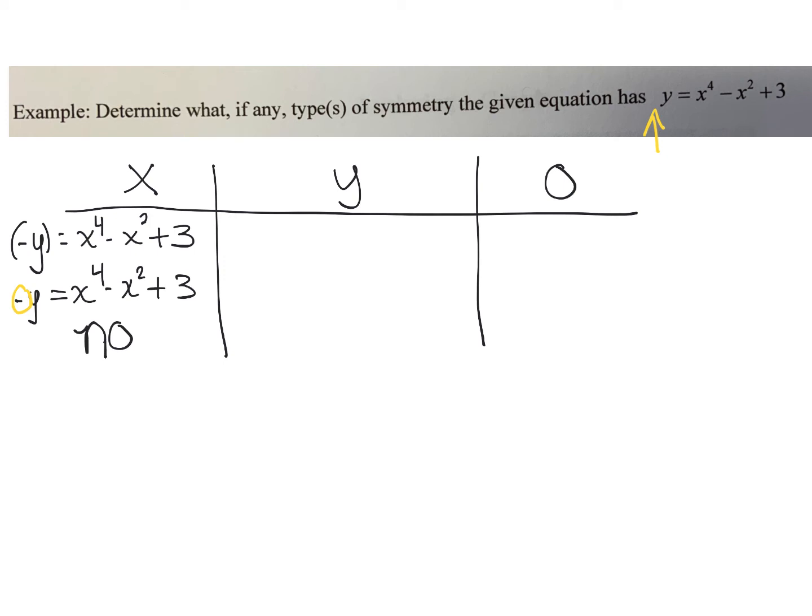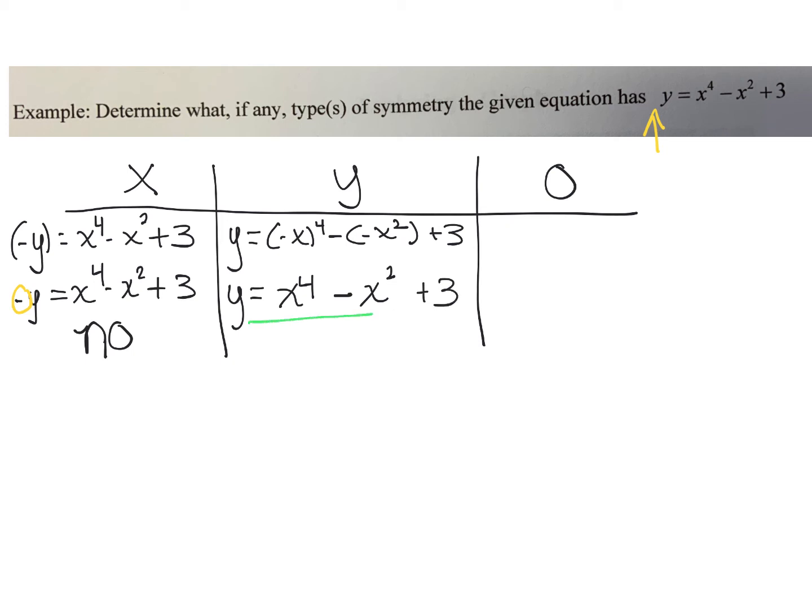Let's see about y-axis symmetry. So for y-axis, we change the x's. So y equals negative x to the 4th minus a negative x squared plus 3. A negative to the 4th power: negative times a negative is positive, negative times a negative is positive, positive times a positive is a positive. So this is just x to the 4th minus x squared plus 3. This is the same as what I had. So the answer here is yes, I have y-axis symmetry.